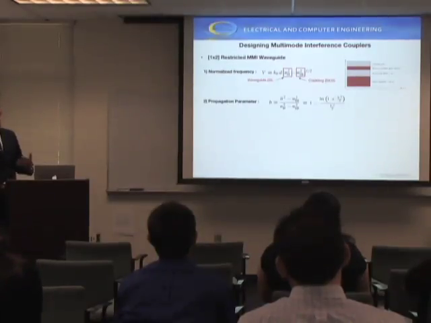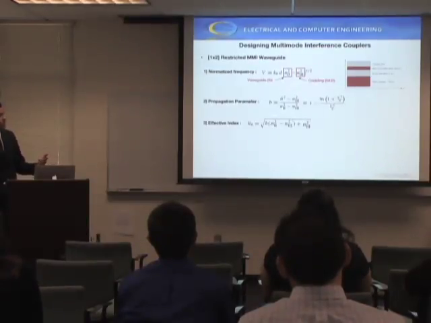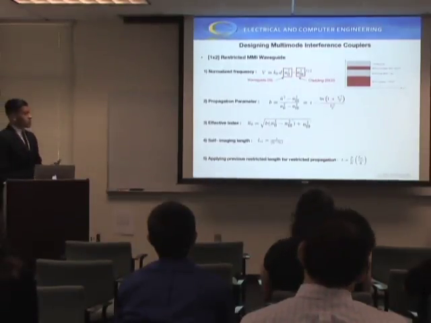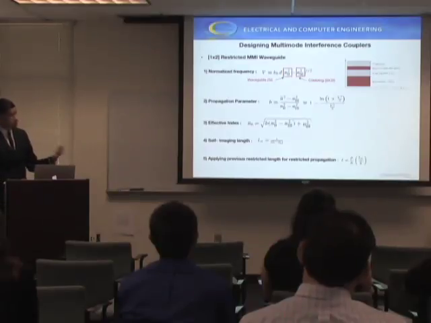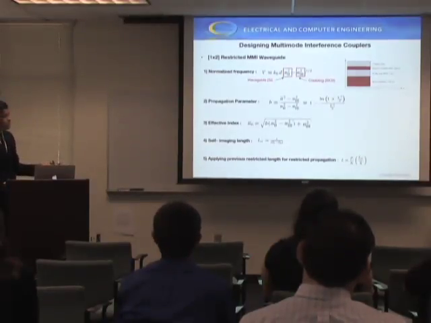From here, we can calculate the propagation parameter. Because we're dealing with symmetric interference, we can actually use our result from our normalized frequency to calculate this. And from here, we can get our effective index. And then from there, we get our self-imaging length. And from the previous derivation, we see that the correct length will be equal to 8 times the number of outputs, in this case 2.